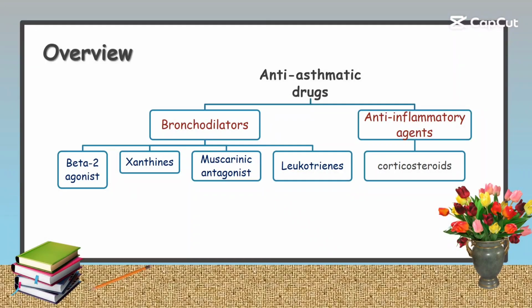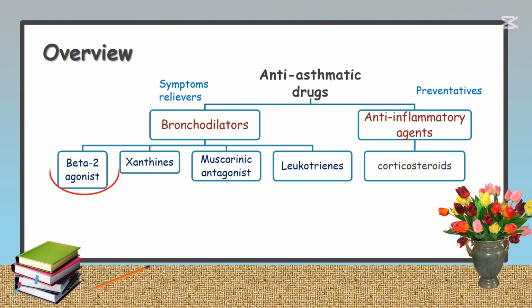Drugs used to treat asthma. There are two categories of anti-asthmatic drugs: bronchodilators and anti-inflammatory agents. Bronchodilators reverse the bronchospasm of the immediate phase, and are often called symptom relievers. Anti-inflammatory agents inhibit or prevent the inflammatory components of both phases, and are preventatives.